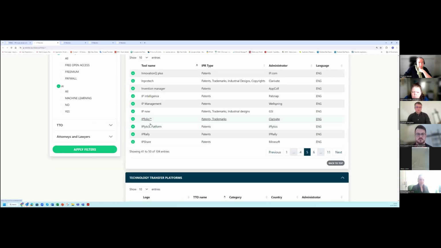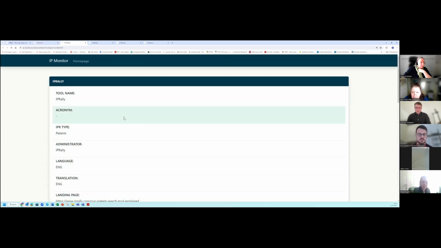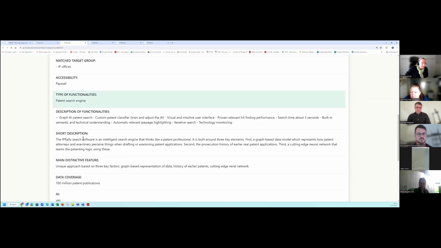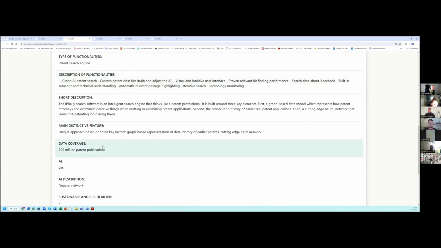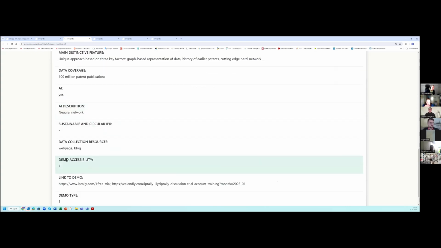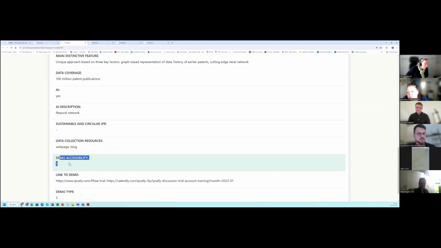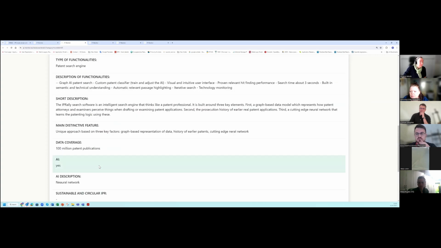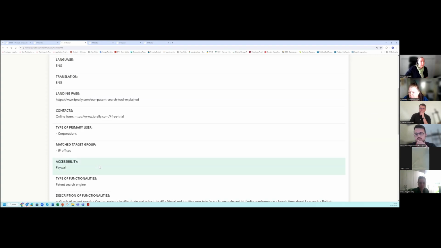Yeah, so it doesn't really matter. Let's do IP Rally, which I was mentioning before. So you can see, again, description. We provide description of functionalities inside, data coverage, and then how the AI is present. But also we give other information, like if there's a demo possibility, we also provide the link to this demo for you to be able to try it on.